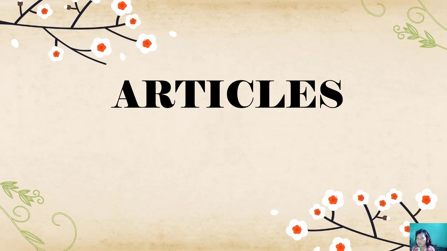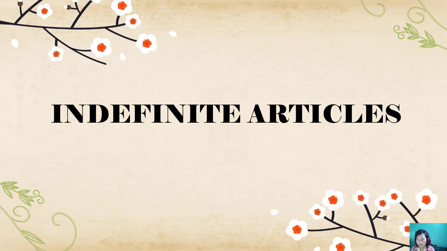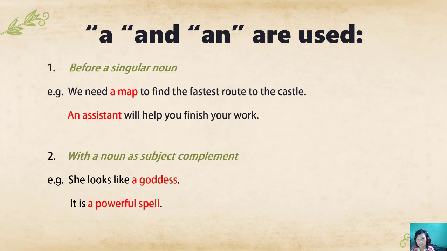Okay, the lesson today is articles. We have a, an, and the. They are divided into two: indefinite articles and definite articles. So we will talk about a and an first. A and an are used before a singular noun. A singular noun means that the noun must be countable. A means that it is only one.